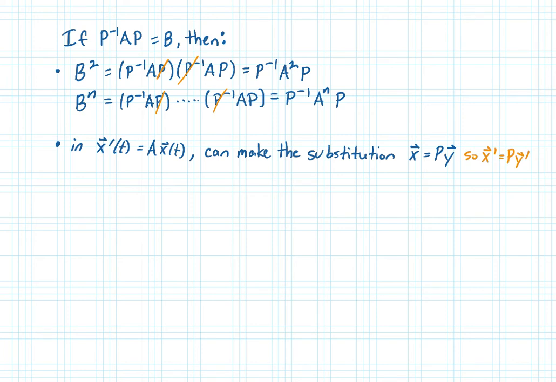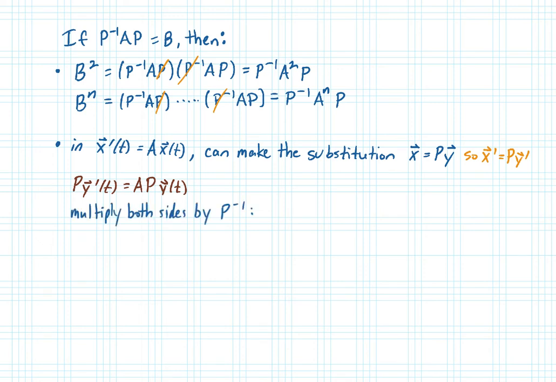And when we do that, we just get x prime equals P times y prime. P is a constant matrix, it doesn't depend on t, so you can just pull it out when you take the derivative. And then when you substitute those things into the differential equation, what you get is P times y prime of t is equal to A times P times y of t.